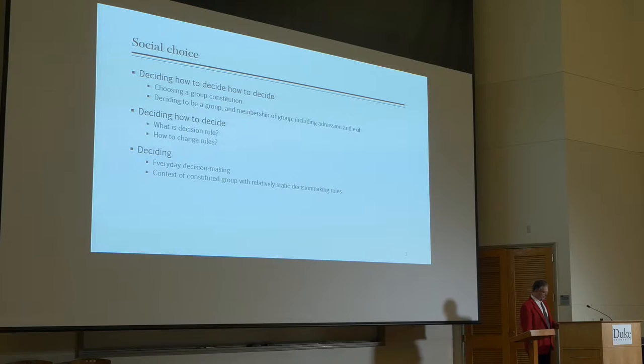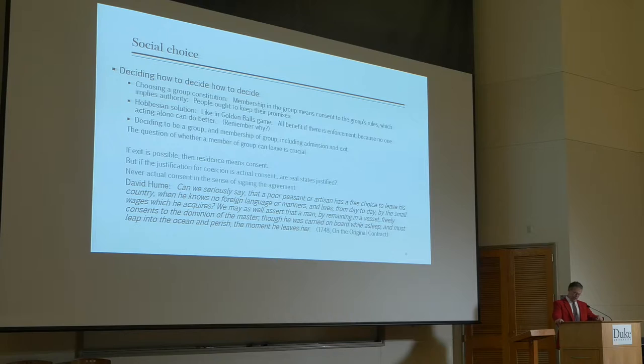This first step, where a group has to choose a constitution, means that membership in the group means consent to the group's rules, which implies the authority. People ought then to keep their promises. Now, you remember why this was important. When we saw the golden balls game, we saw the video. Suppose that in that one where both of them had cooperated the whole time and in the last game they both decided to steal, they both got nothing. What would have happened if one of them had cooperated and decided to split? They still would have lost.